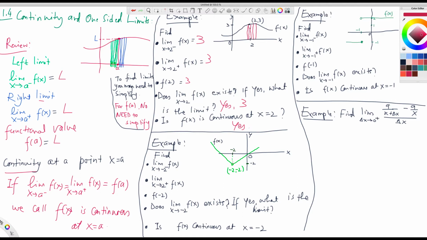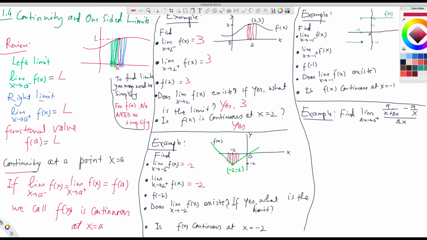But you see that at that point there is an open circle. That (-2, -2) is an open circle. Okay. Now look at that. What is the left limit? We are going to -2 from the left side. Okay, right here. So it looks like the height is almost equal to -2, right? How about from the right side? If you go to -2 from the right side, the height is almost equal to -2 again.